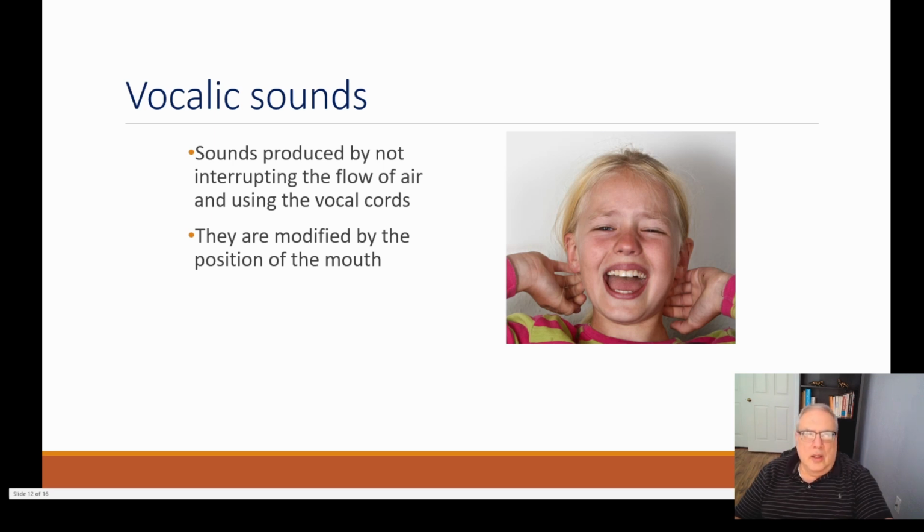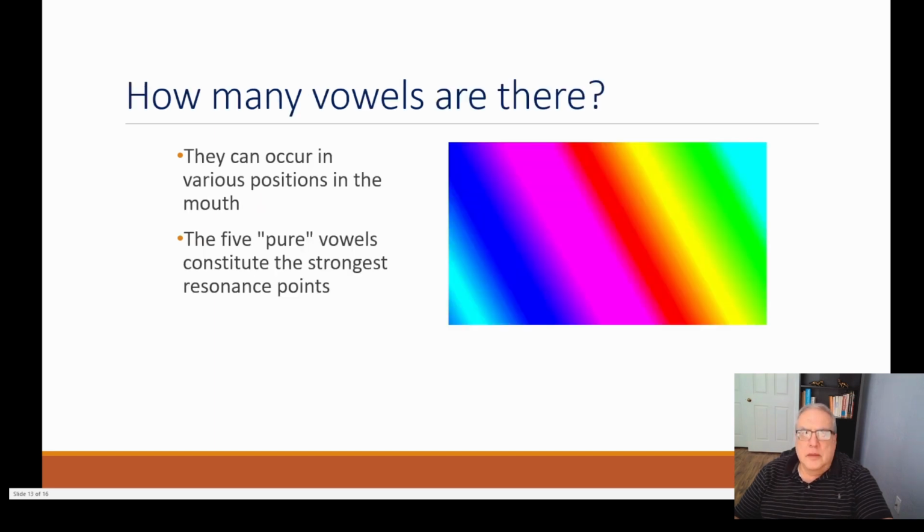Right? So anything that's spoken like this, without interrupting the vocal cords, without interrupting the flow of air, is a vocalic sound. But these sounds are modified by the position of the mouth. In other words, you have the vocal cords being used, that doesn't change, but the sound changes as you modify the position of the mouth. So how many vowels are there? Well, vocalic sounds can happen in any position of the mouth as long as you don't interrupt the airflow.